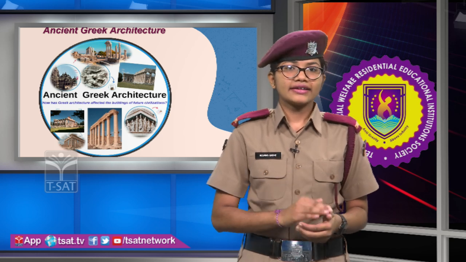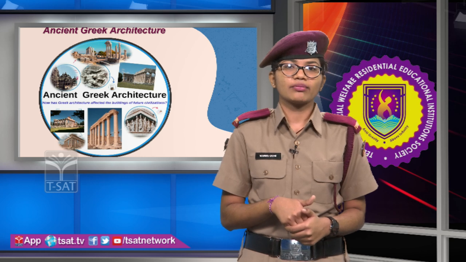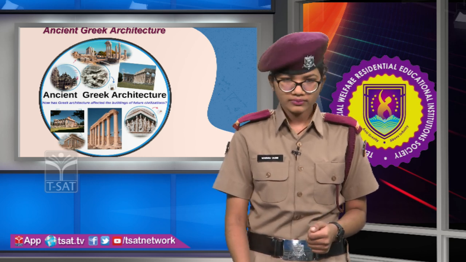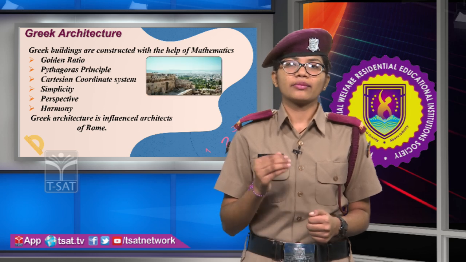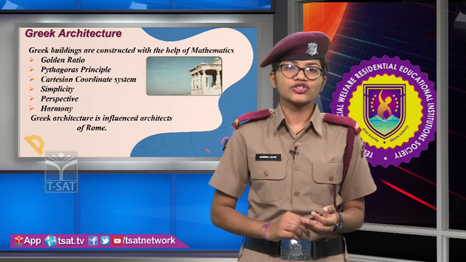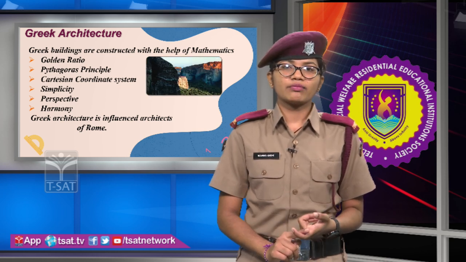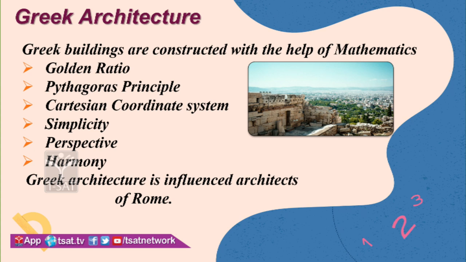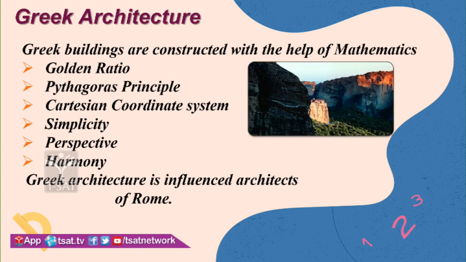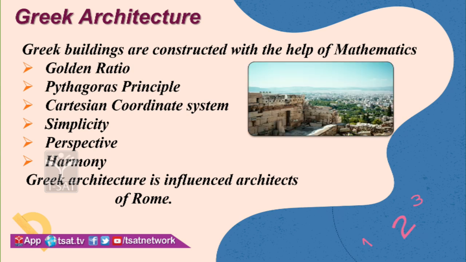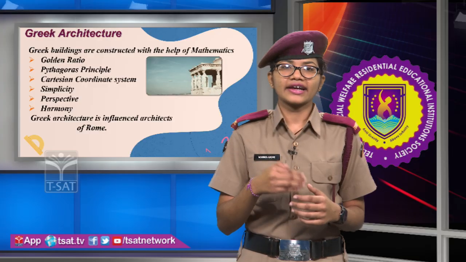Now let's see in detail how ancient Greek architecture was influenced by mathematics. Greek buildings were constructed with the help of mathematical principles like the golden ratio, Pythagoras theorem, Cartesian coordinates, simplicity, perspective and harmony. Not only that, Greek architecture also influenced the architects of Rome. Now, let's see in detail how the golden ratio influenced Greek architecture.